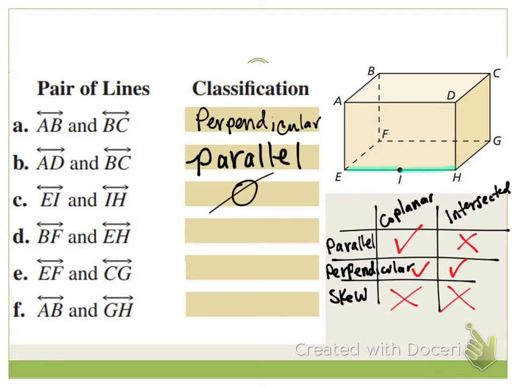We have BF and EH, skew. They are not on the same plane. They do not intersect. EF and CG, skew again. And then last we have AB and GH. They're skew. Why are they not parallel? They're not on the same plane. So a lot of people would put parallel here, and they are not.